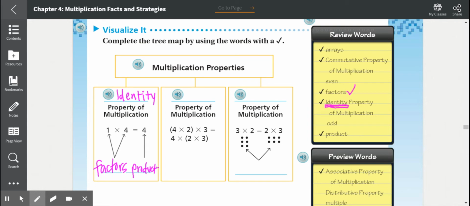Okay, let's move on to this one at the end. The blank property of multiplication. It's showing 3 times 2 equals 2 times 3. This would be the commutative property, where the factors change places. This is when we're looking at the order, the commutative property. And then what are they pointing to here? These organized dots. There's 3, and then 2, and then 2, and then 3. This is called an array.